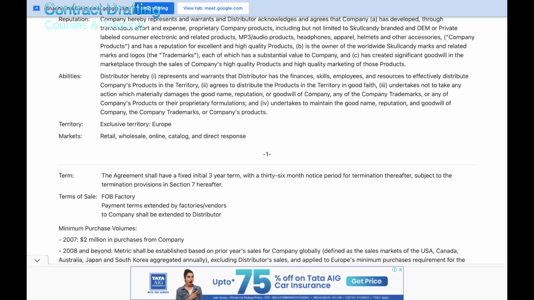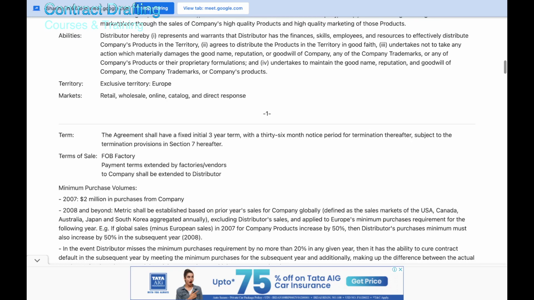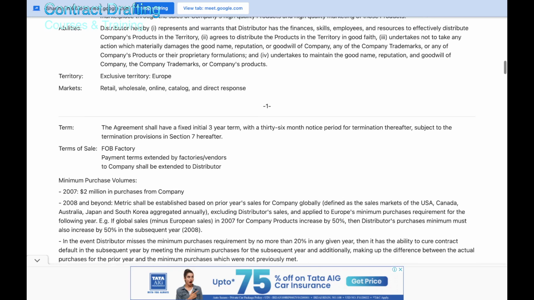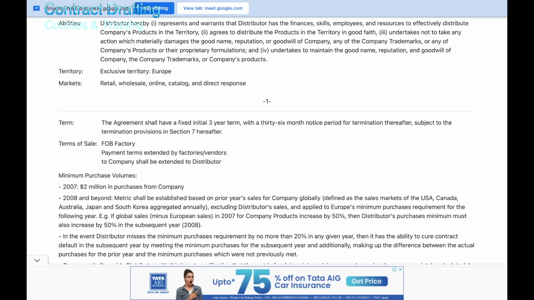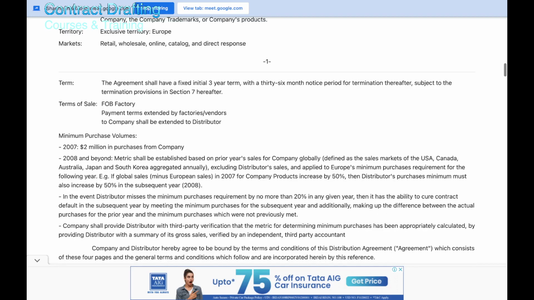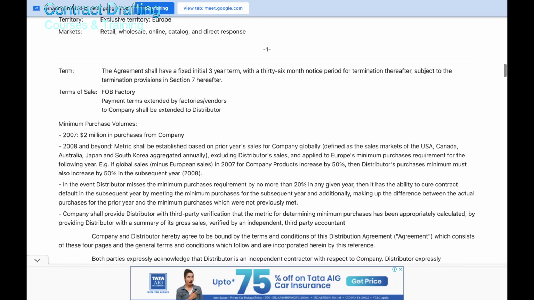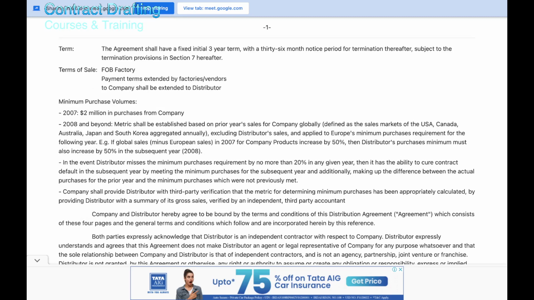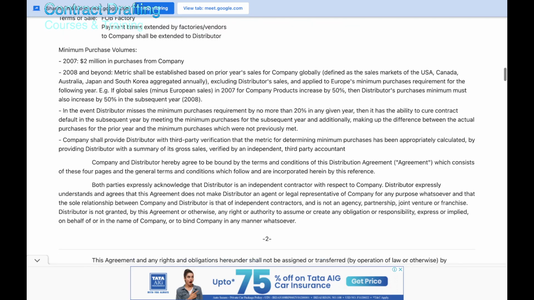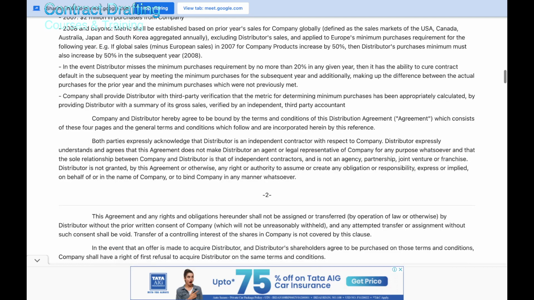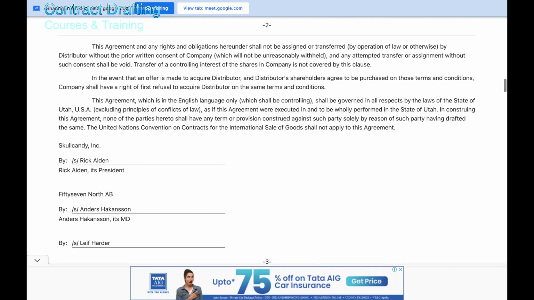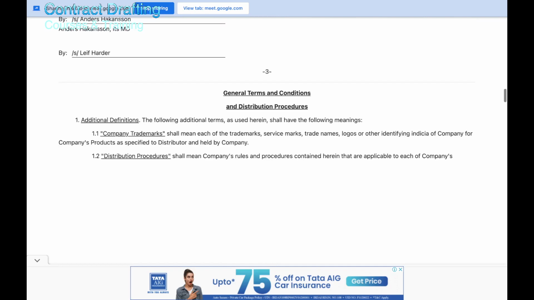The terms of sale is FOB factory, payment terms by the factories to company shall be extended to distributor. Then there is minimum purchase volume year-wise, and there is also segregation of how these purchases shall be made. Now let's move to the actual contract, the terms and conditions.